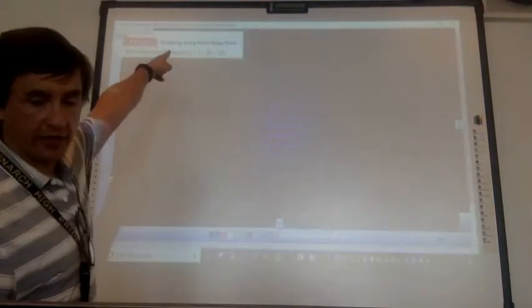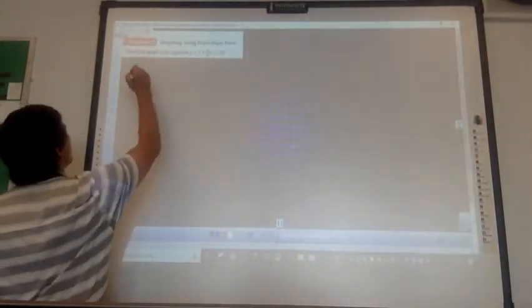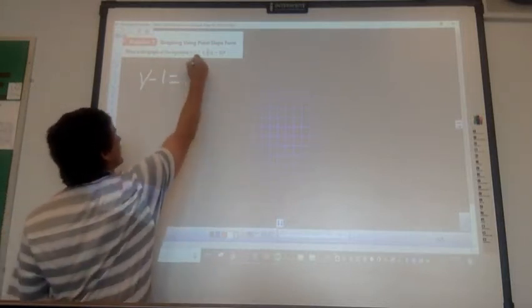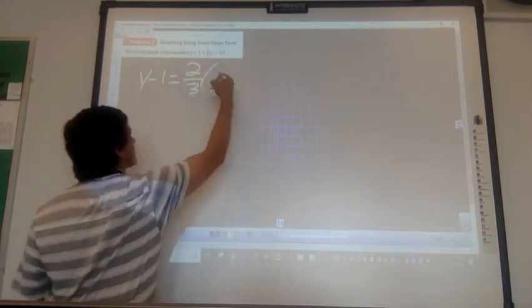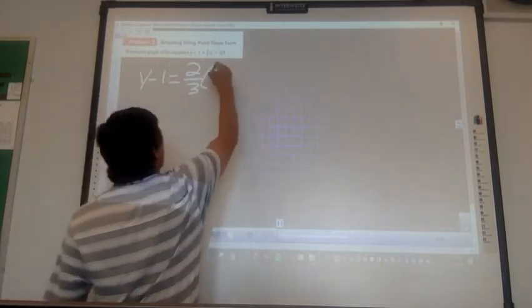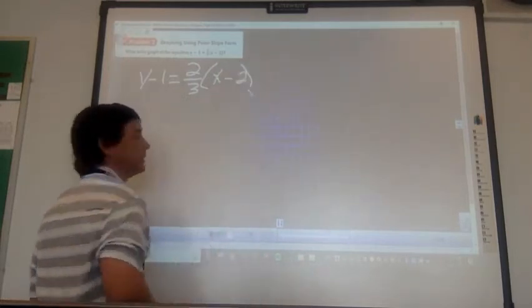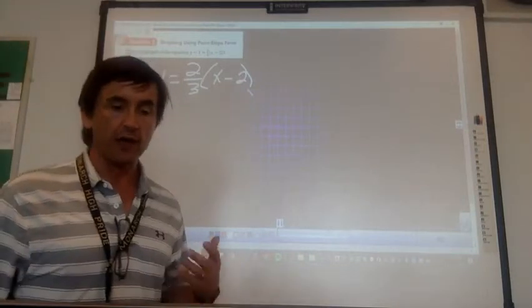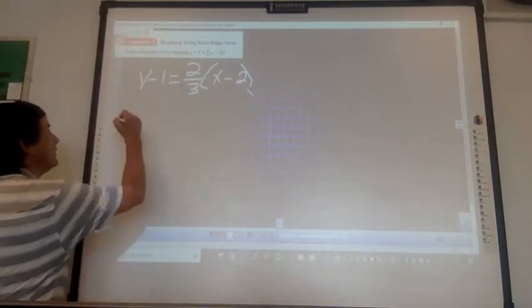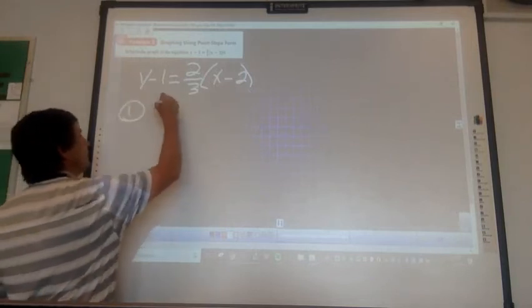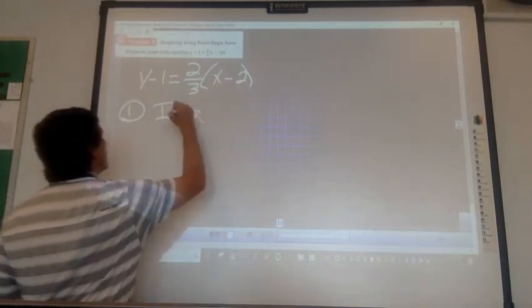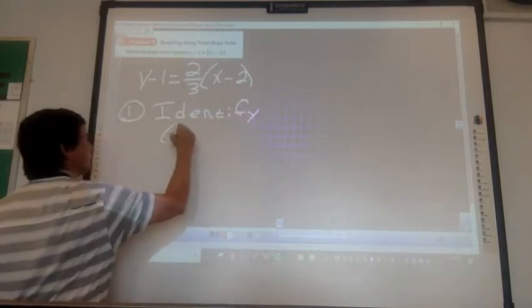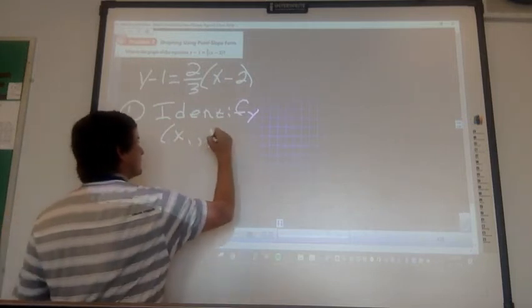All right, I'm going to write that equation in tiny writing up there down here. So don't freak out. y minus 1 equals 2/3 times the quantity, parenthesis, x minus 2. So we're going to take that equation in point slope form and we're going to graph it. I'm going to write you some steps for graphing. So step 1, identify x1, y1.